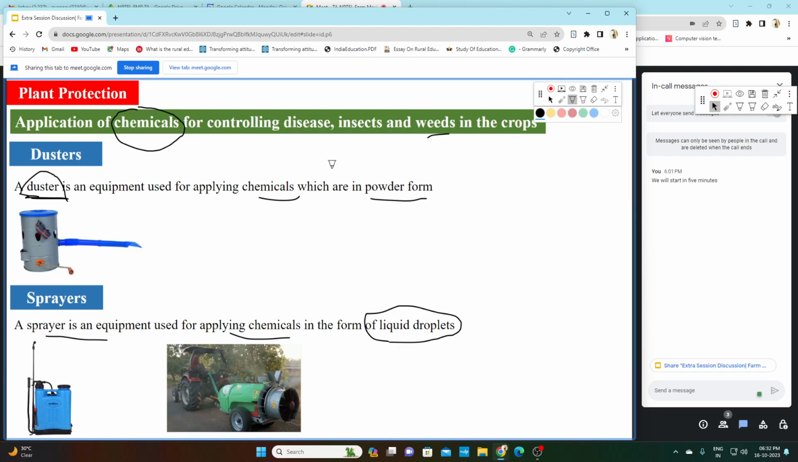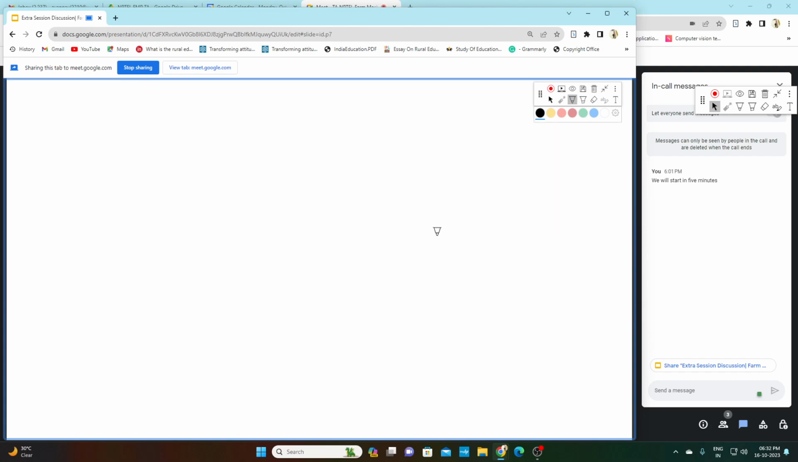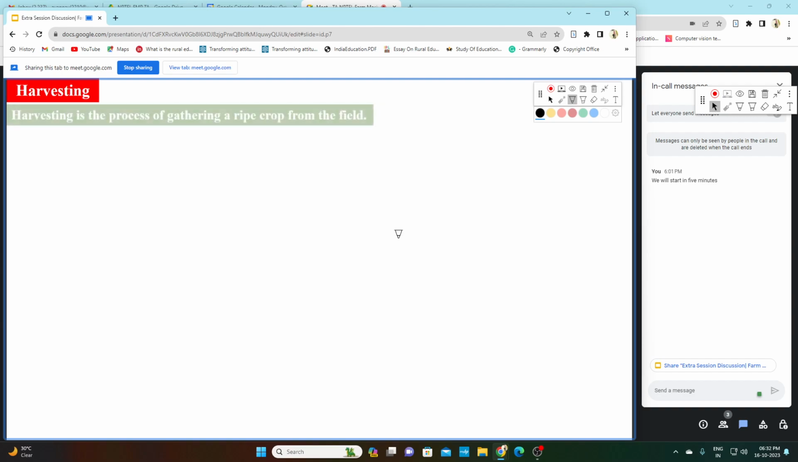Now we are left with the fourth farm machinery operation. This fourth farm machinery operation also has two parts. One part is harvesting, second part is threshing. So we will start with harvesting. Harvesting is the process of gathering a ripe crop from the field.